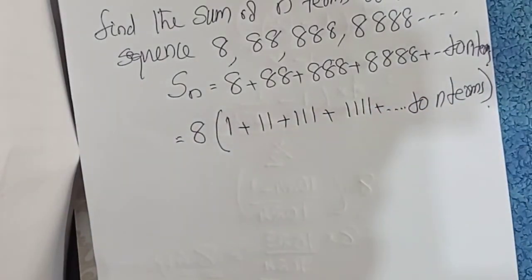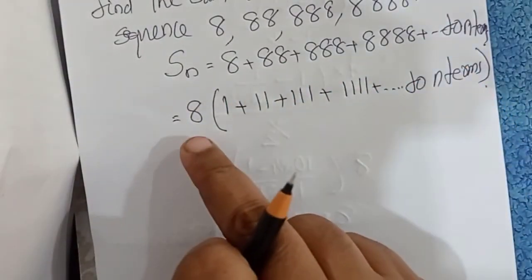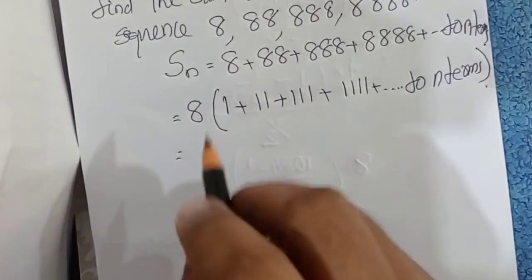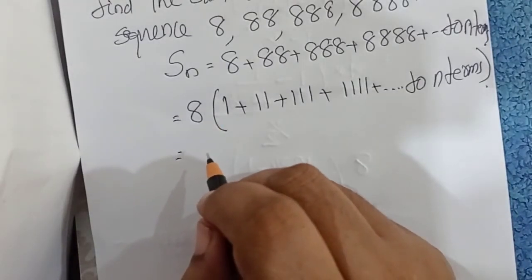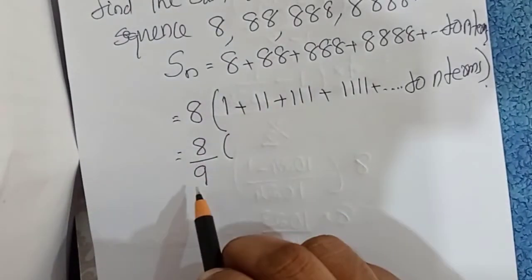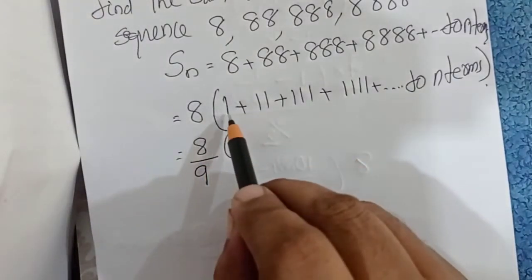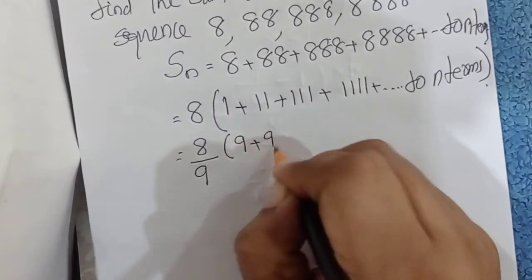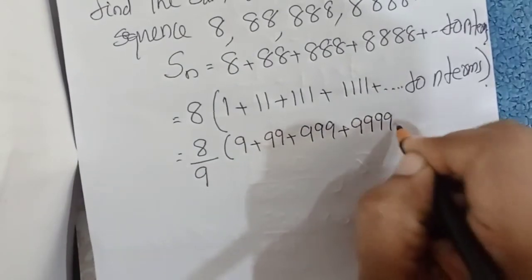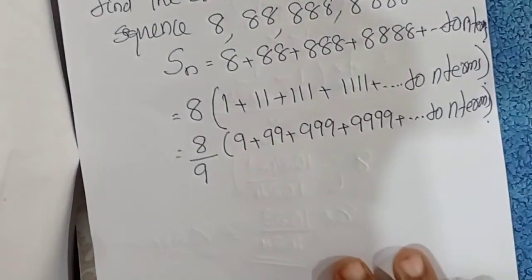Understand, students? What's the first step? Take 8 outside. Then you will get 8 into 1 plus 11 plus 111 plus etc. to n terms. The next step is multiply and divide by 9. When you divide by 9 means you can write 8 by 9. When you multiply by 9 means 9 plus 99 plus 999 plus 9999 plus etc. to n terms. All of you right? Very interesting problem.